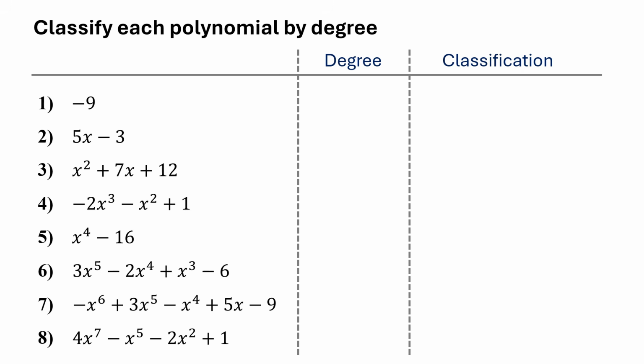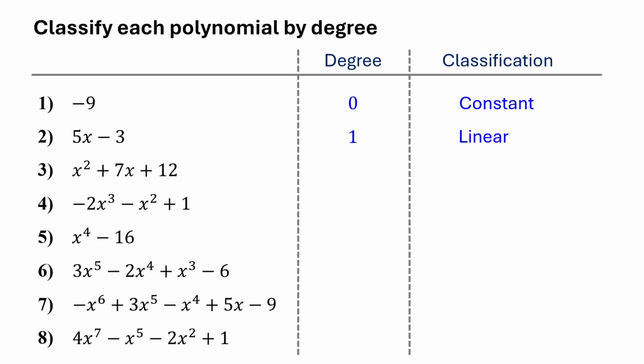For the first one, we have -9, which is the same as -9x to the 0 power. So the degree is 0, and it is a constant polynomial. Next, we have 5x minus 3. The highest exponent is 1, so the degree is 1, and it is a linear polynomial.